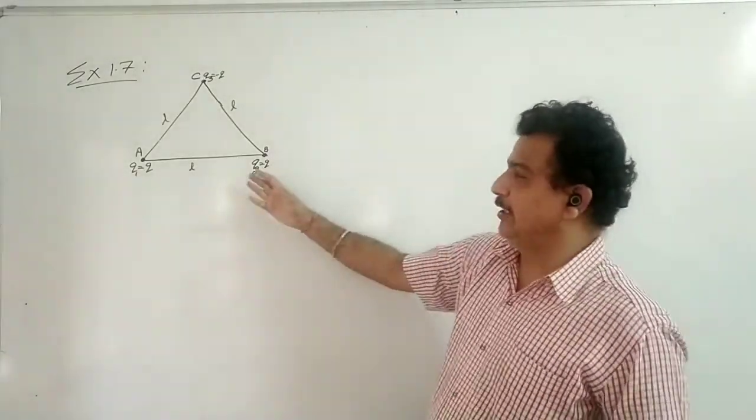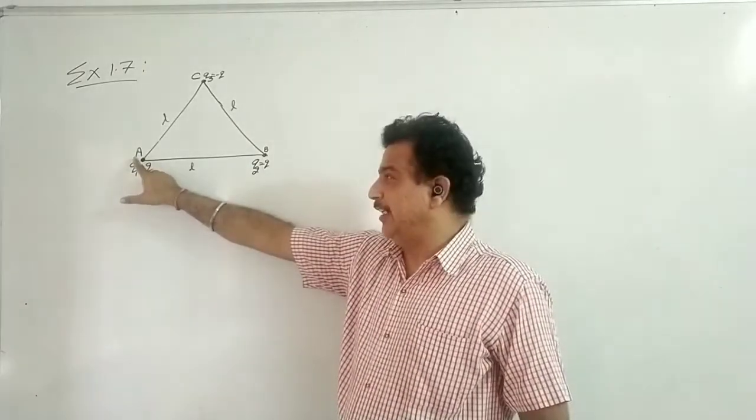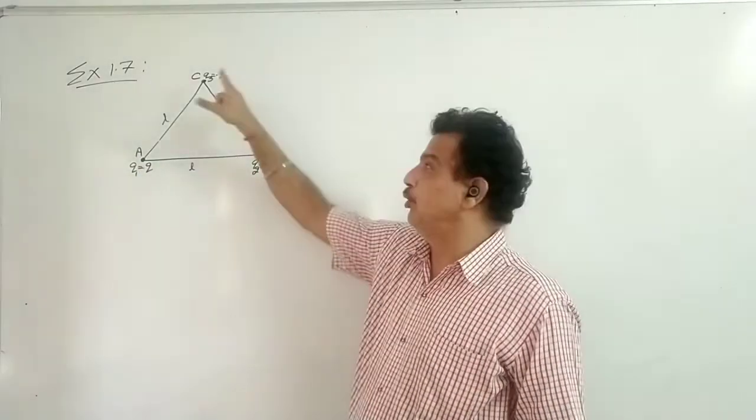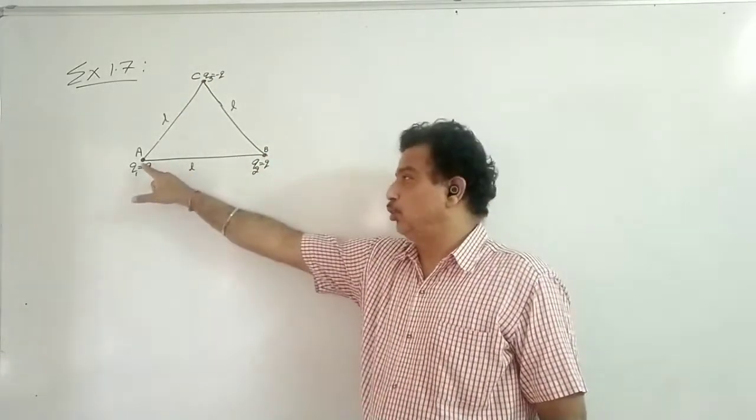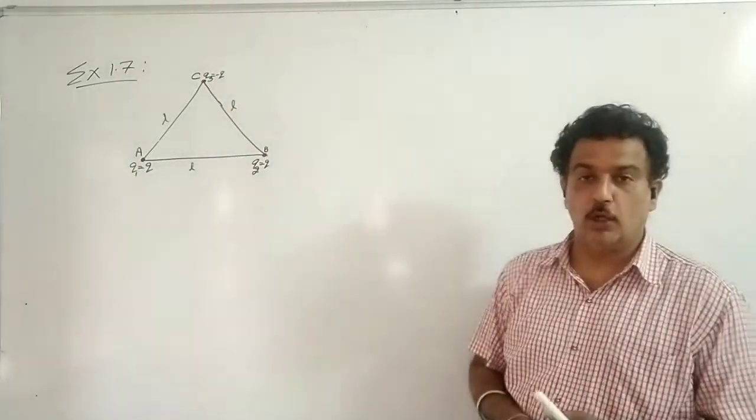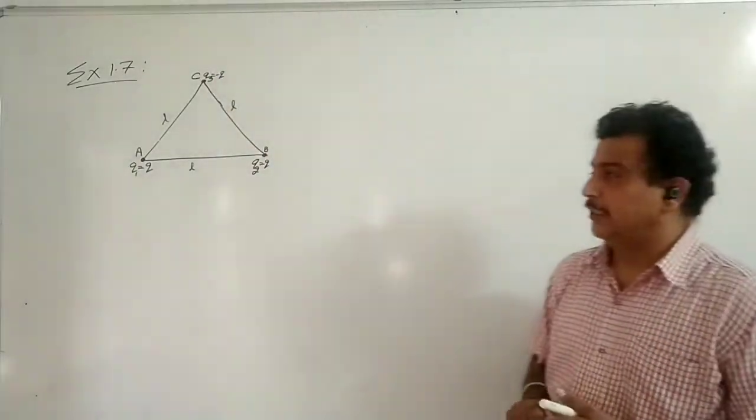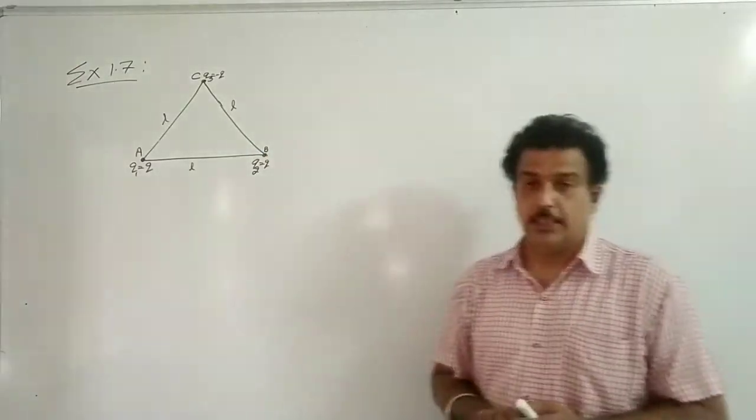From the figure it is clear there will be two forces acting on the charge at A, due to B and due to C. Similarly at B, there will be two forces, due to A and due to C. Similarly at C, there will be two forces. So overall, you have to find out six forces in the given question.